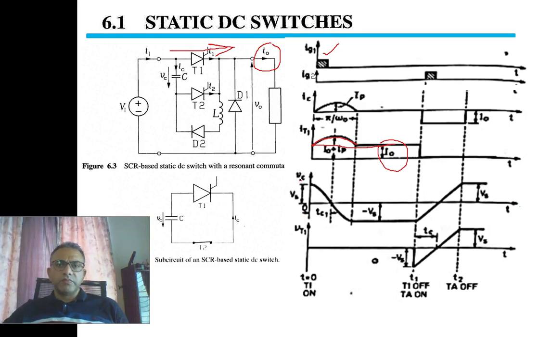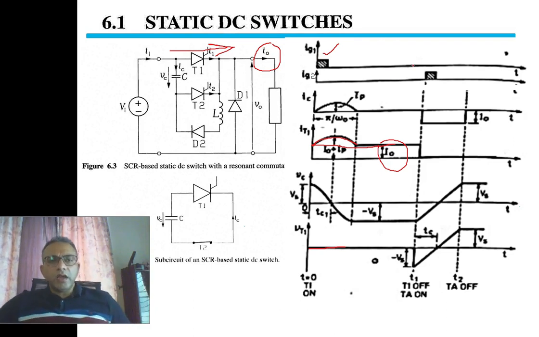When IG1 is turned on, the capacitor will reverse its voltage polarity. And when we turn on IG1, the voltage across thyristor T1 will be zero because it is now a short circuit. This thyristor T1 can continue to conduct for infinite time until we provide a gate signal to T2.